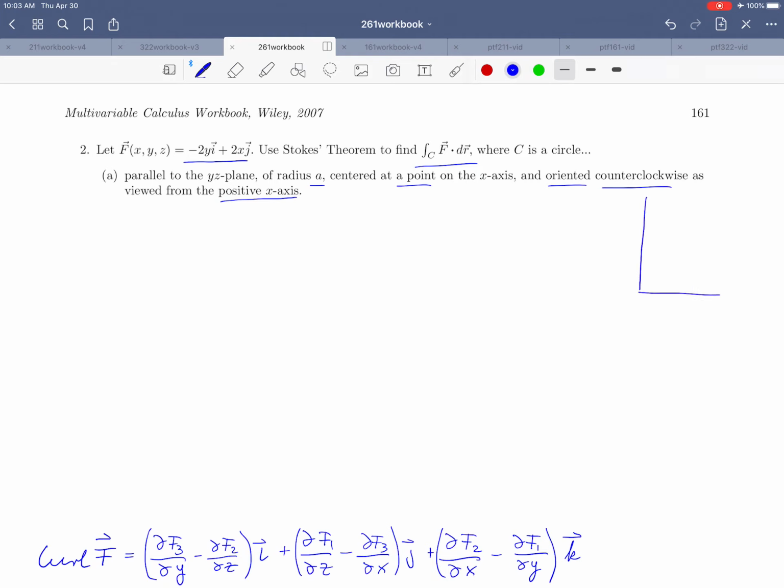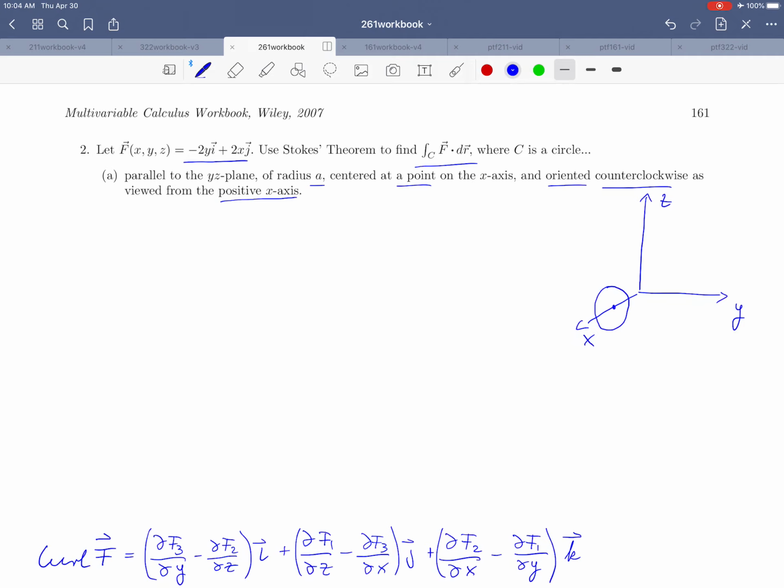So let's draw. Here's my coordinate system. Our curve C is a circle parallel to the yz plane. So here's y, here's z, here's x. Parallel to the yz plane, radius a, centered at a point on the x-axis. They don't tell us the point, so I'm just going to pick one. Here's my point on the x-axis, and they don't tell us a radius, so I'm just going to pick a radius. Let's just draw a circle.